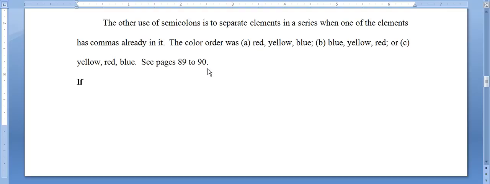And you can see more about that on pages 89 to 90. Notice how I have a range, and I'm using "to." I'm not using a hyphen.